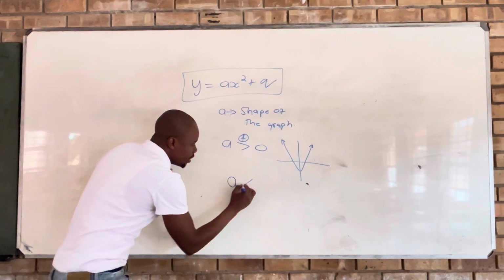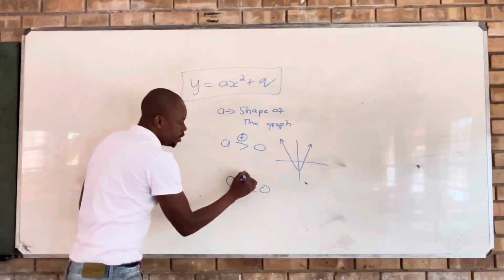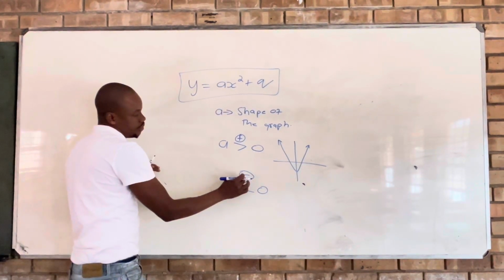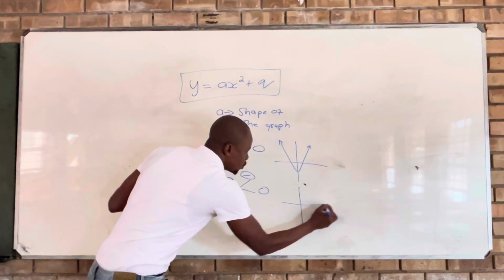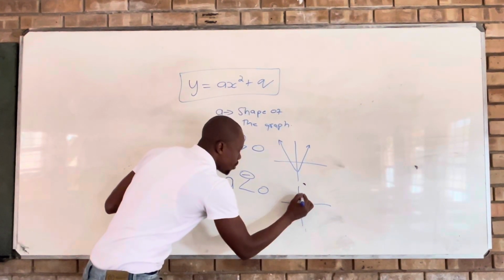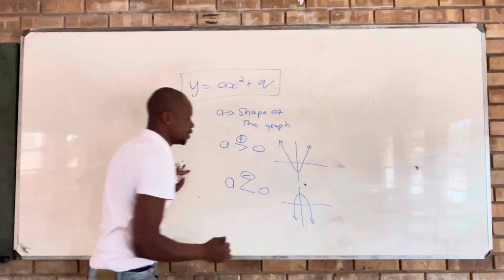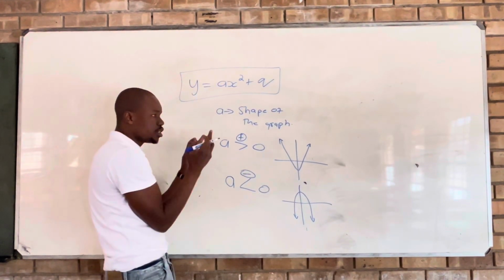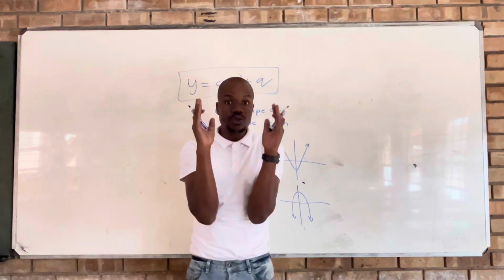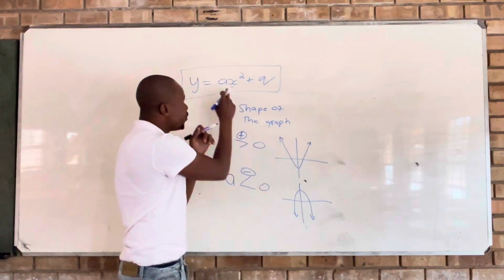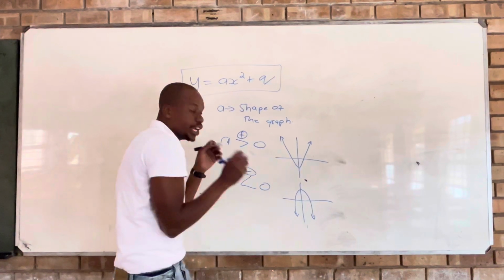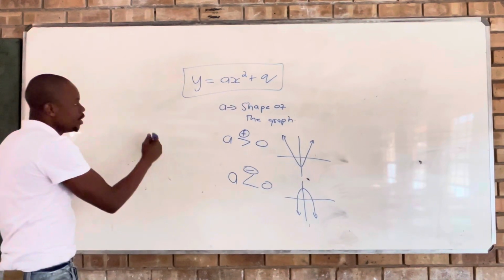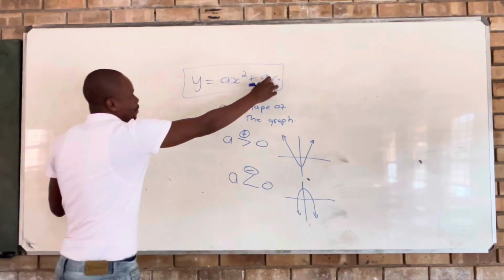Again, if a is less than 0, it means a is a negative value. So if a is negative, the graph will face downwards. So now you know that if the value of a is positive, the graph is a U shape. But if the value of a is negative, the graph will face downwards.